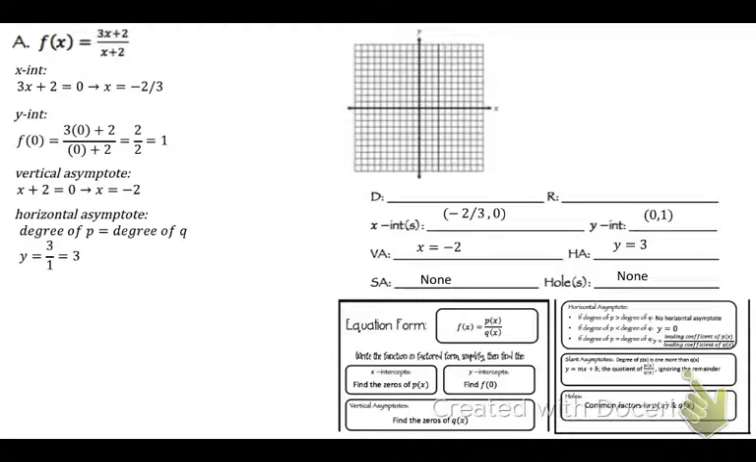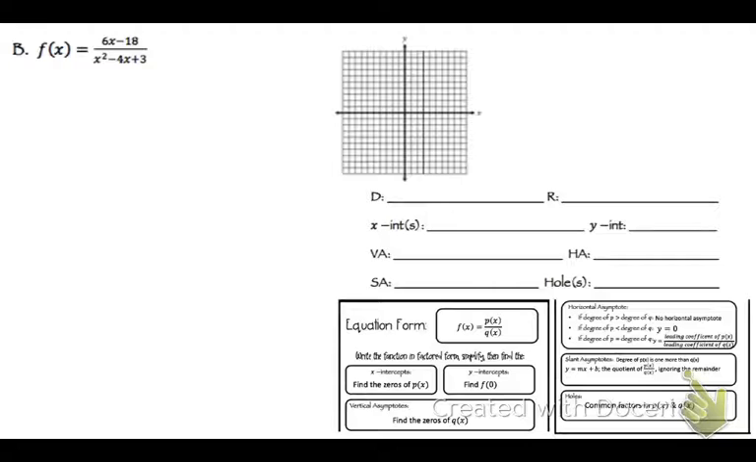So let's just start graphing this. My x-intercept is negative 2/3, 0. My y-intercept is 0, 1. My vertical asymptote is x equals negative 2. And my horizontal asymptote is y equals 3. Then we can draw that piece right there and that piece right there. Okay? My domain is negative infinity to negative 2, and then negative 2 to infinity. My range is negative infinity to 3, and then 3 to infinity.